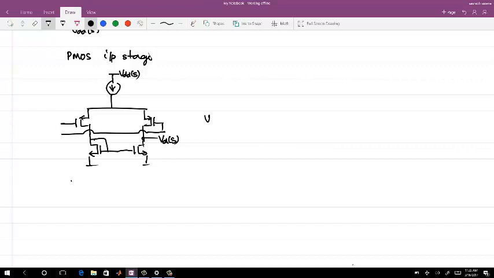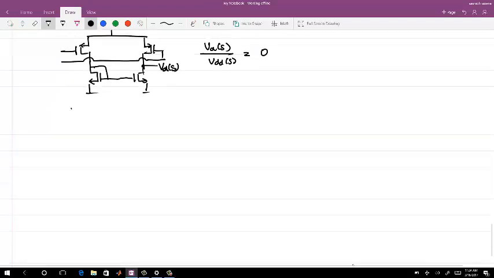For this, we have VA of S by VDD of S. What should it be in this case? It is 0. That is basically, VA by VDD is infinite. Sorry, this is 0.